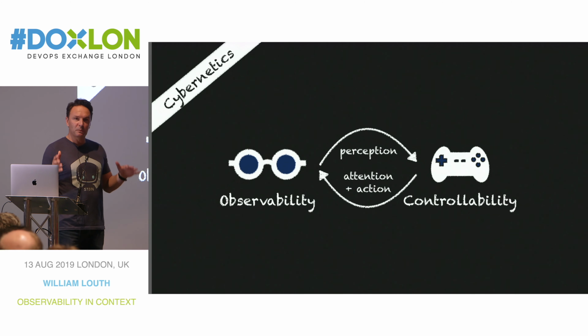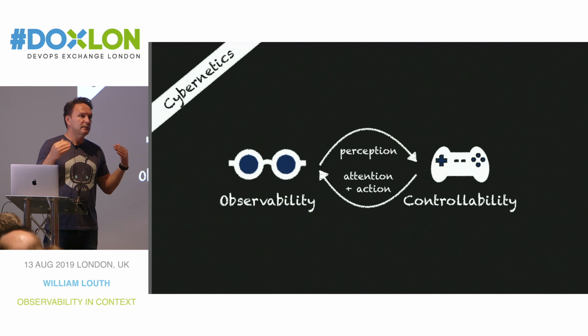Okay, so observability really comes down to controllability. It's about having data and then using that in a control system to change our attention and then to act on it. And that's what DevOps really is all about. To me, controllability is DevOps.